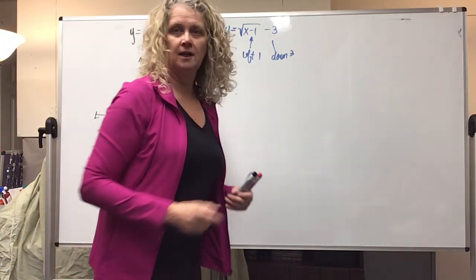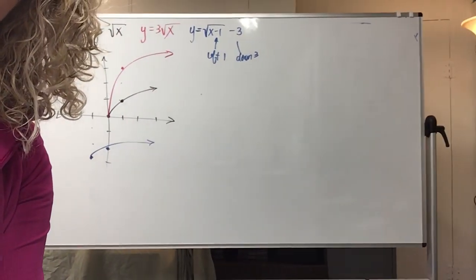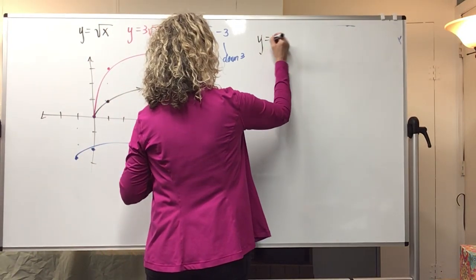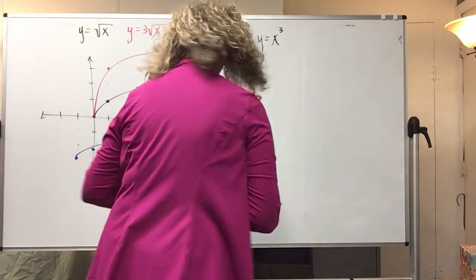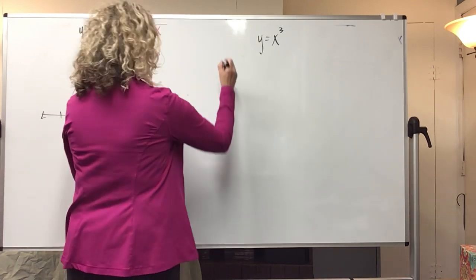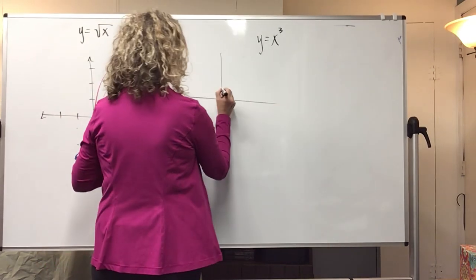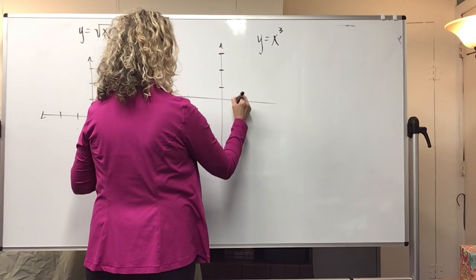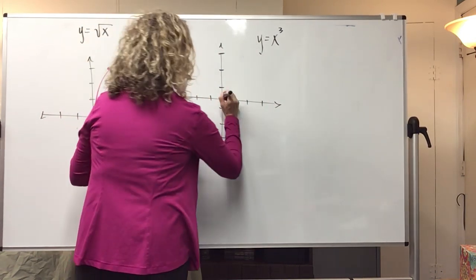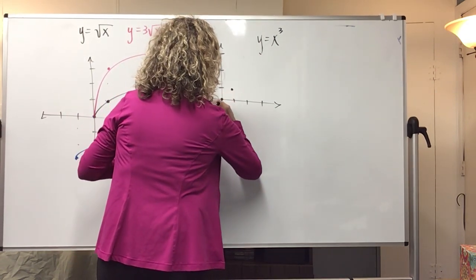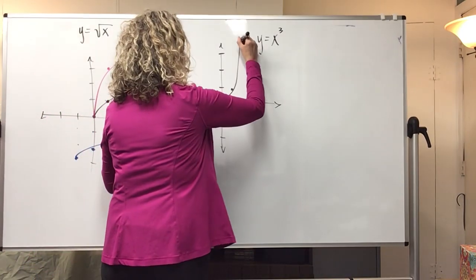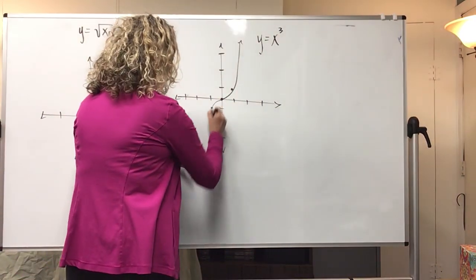Now we're going to go on to another parent graph that's quite common, and that's going to be a cubic function. So for a cubic function, give me a little more room here. These are the reference points, and the shape is a nice smooth curve up, a nice smooth curve down.